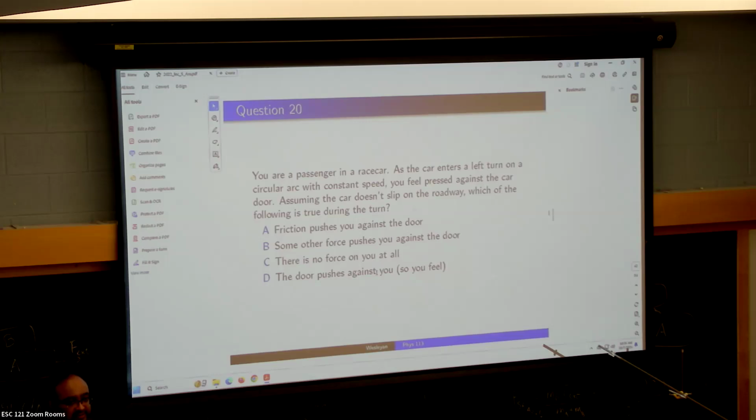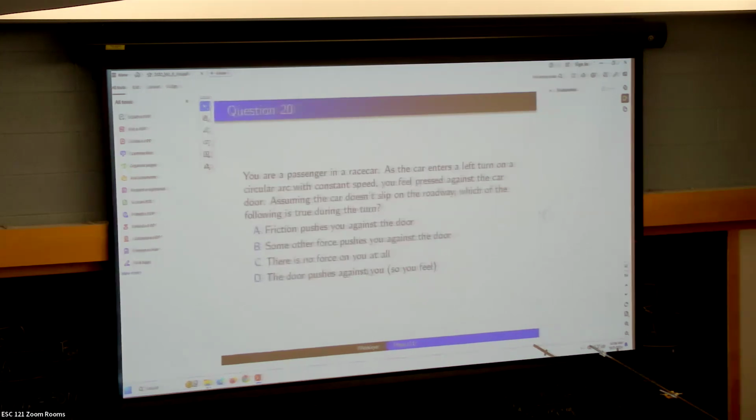Get ready. What do you think? Okay, mostly for D, D is correct, yes. So the idea here is that, I'll draw that. The idea is that if you have a car going in a circle, this is the top view, the overhead view.